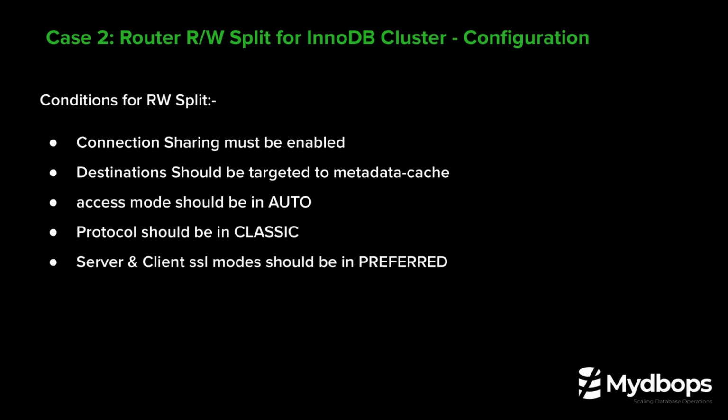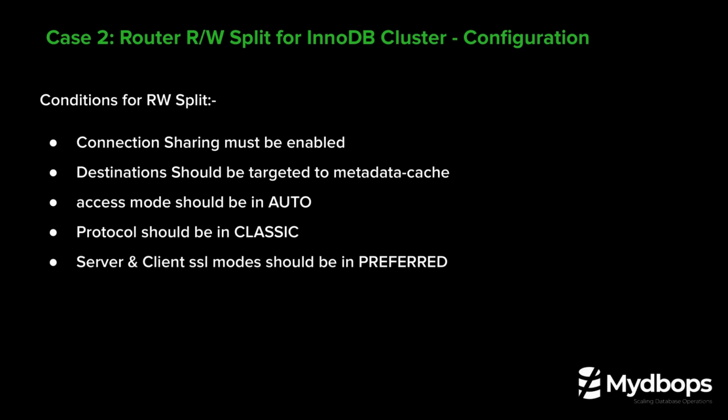So the first one is that connection sharing must be enabled. Connection sharing is nothing but connection pooling. So it will keep a few connections inside the DB to avoid sudden changes in the connections. And then the protocol should be in classic mode. It means we cannot use the X protocol.